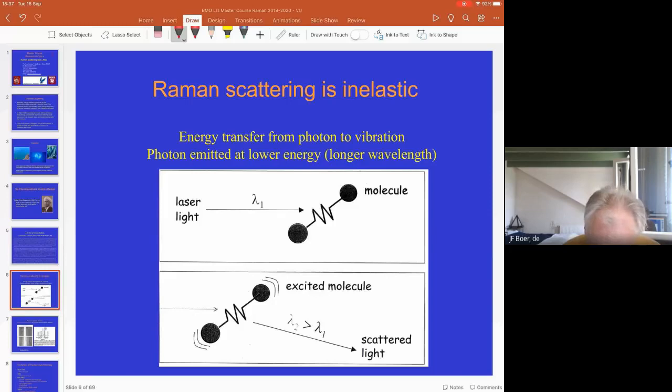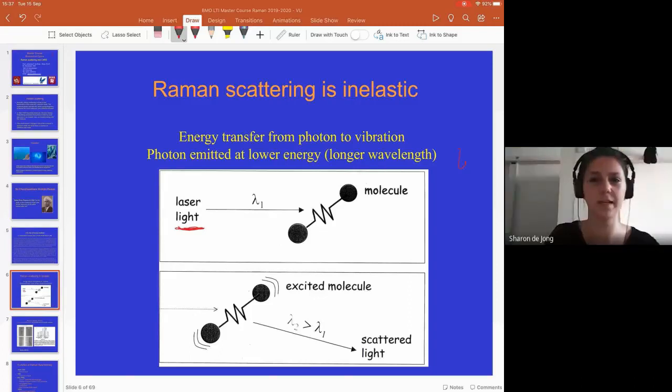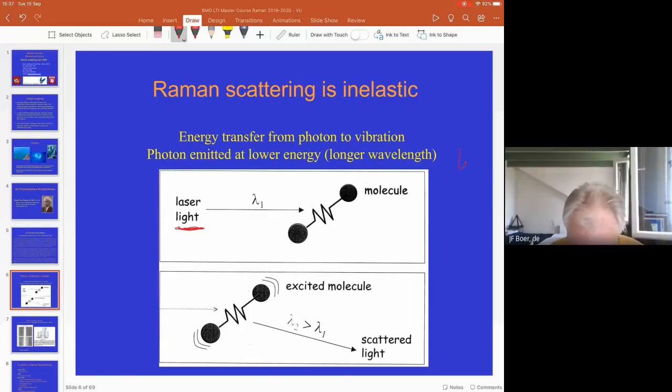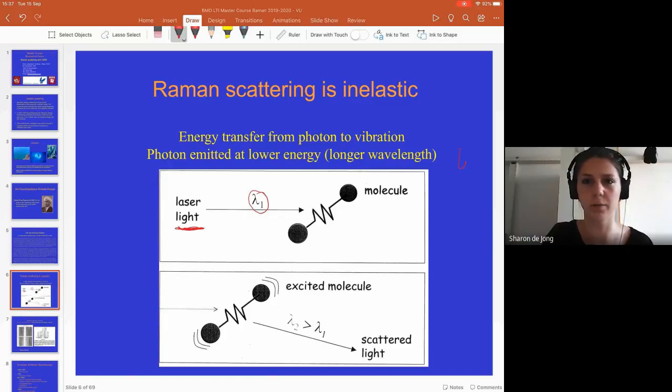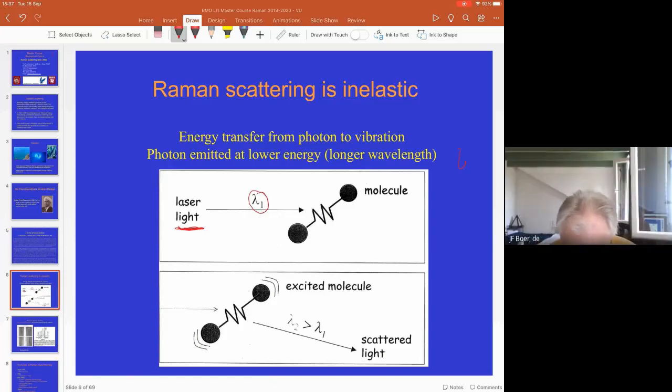Can you see my red pencil on the screen? Is that visible? Yeah, we can. Yes, we can see it. Does it update fast, or is there a significant lag? I'm now circling lambda 1. There's a little delay, but okay, so I'll try to annotate first and talk later.